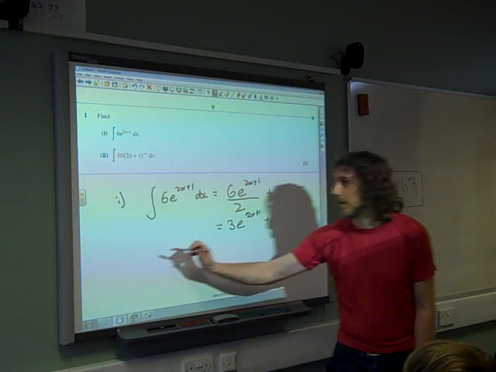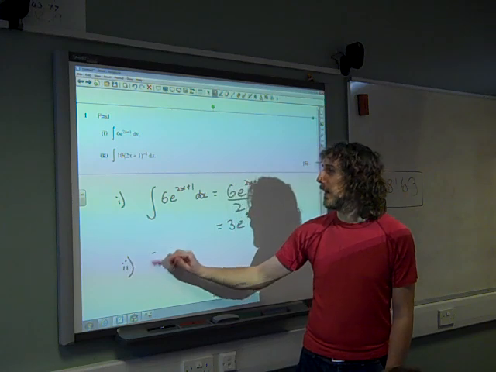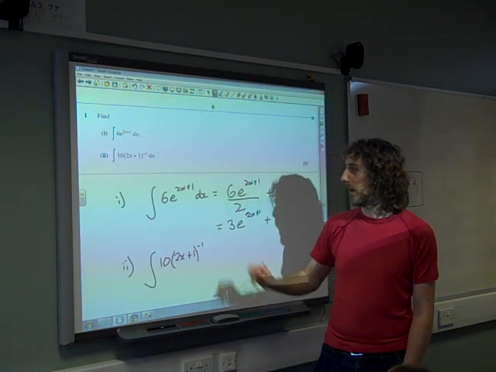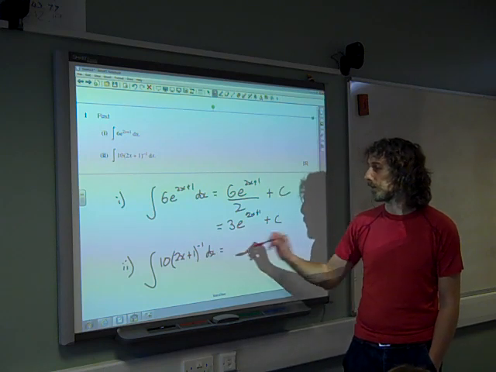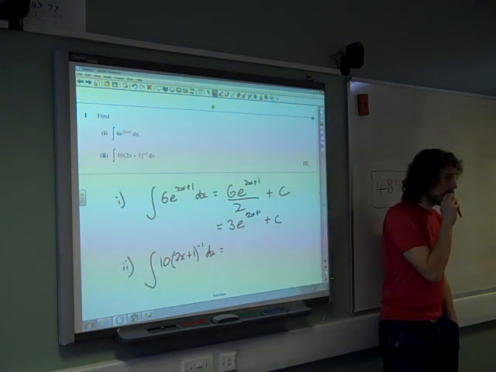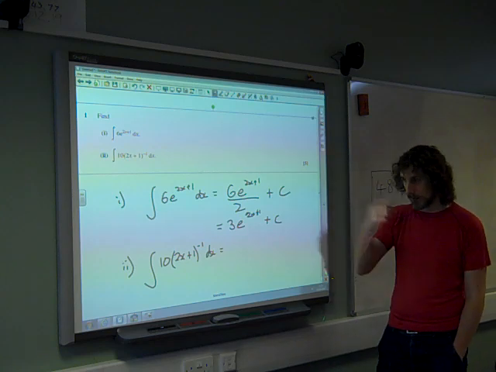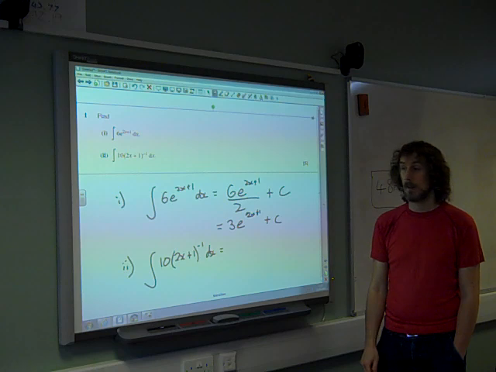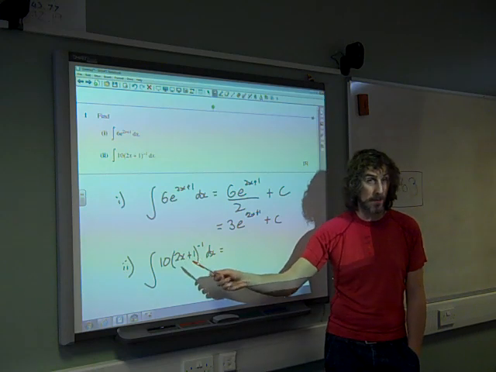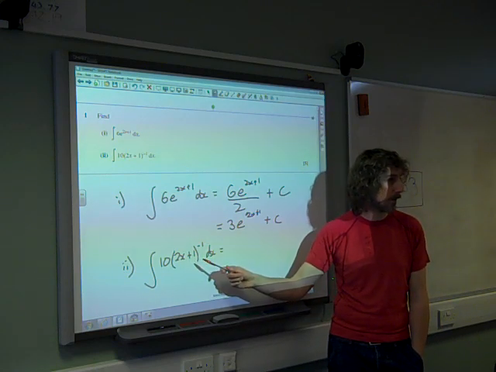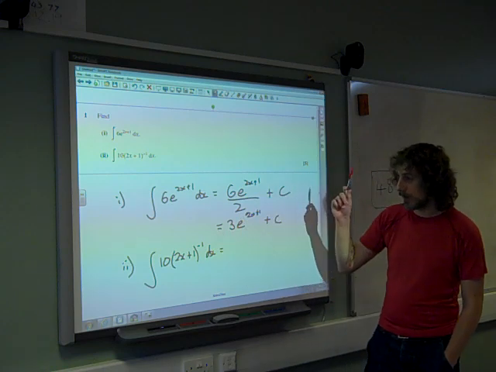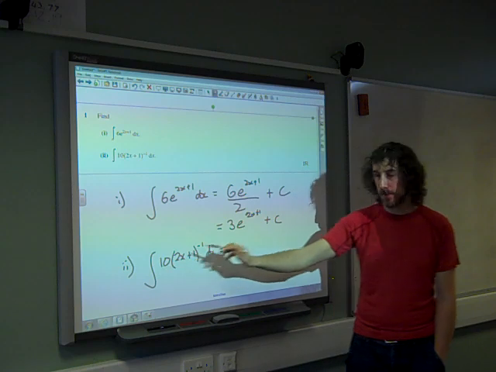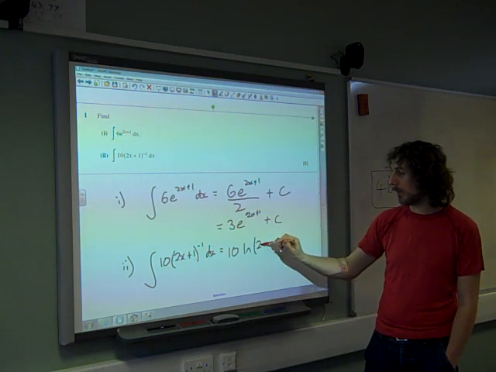That was lovely. Part 2, the integral of 10 times (2x plus 1) to the minus 1 dx. Well, let's not worry too much about the 10, because the 10 is just a constant that we're multiplying by, so our answer is going to be multiplied by 10. This is the power of minus 1, so this is the natural log type. So this is going to be 10, we've got this multiple of 10, times the natural log of 2x plus 1.